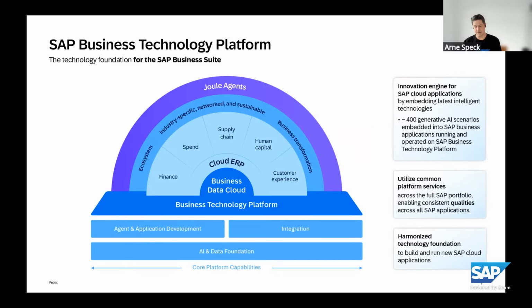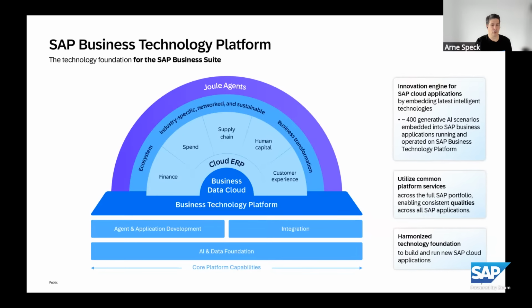And the interesting thing about this, overall we have now about 400 of such scenarios embedded into our applications. We are running, maintaining, and operating those scenarios all on BTP. So we created our own platform to operate these scenarios and make it possible to handle those 400 scenarios. And I mean, the number is growing a lot, for thousands of customers that are operating their AI scenarios as part of their business suite applications.